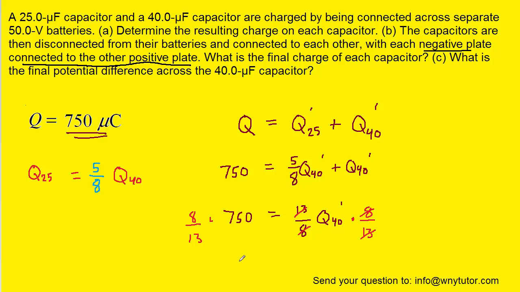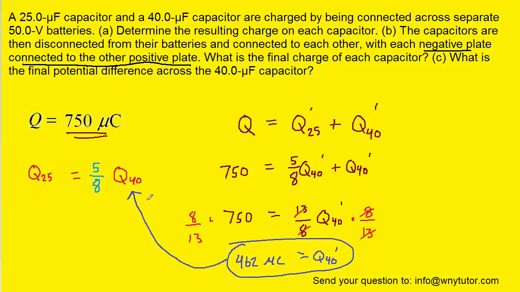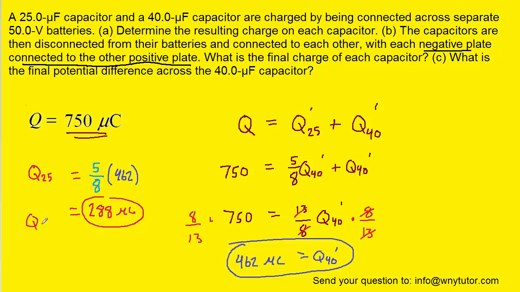And when we do that, we get a value of approximately 462 microcoulombs for the new charge on the 40 microfarad capacitor. And now that we have that charge, we can take it and plug it into this equation, and that's going to allow us to find the charge on the 25 microfarad capacitor. And when we compute that, we get a value of approximately 288 microcoulombs. So that's the new charge on the 25 microfarad capacitor.